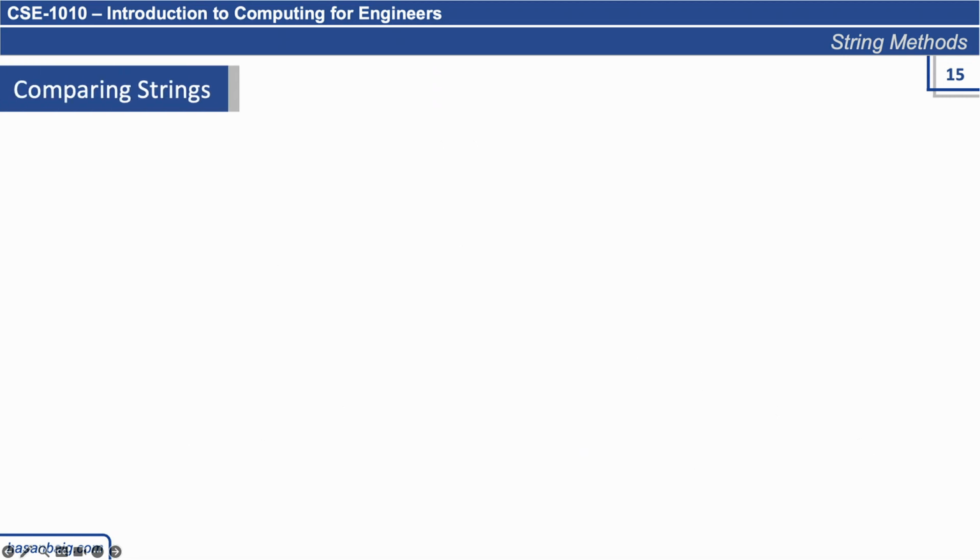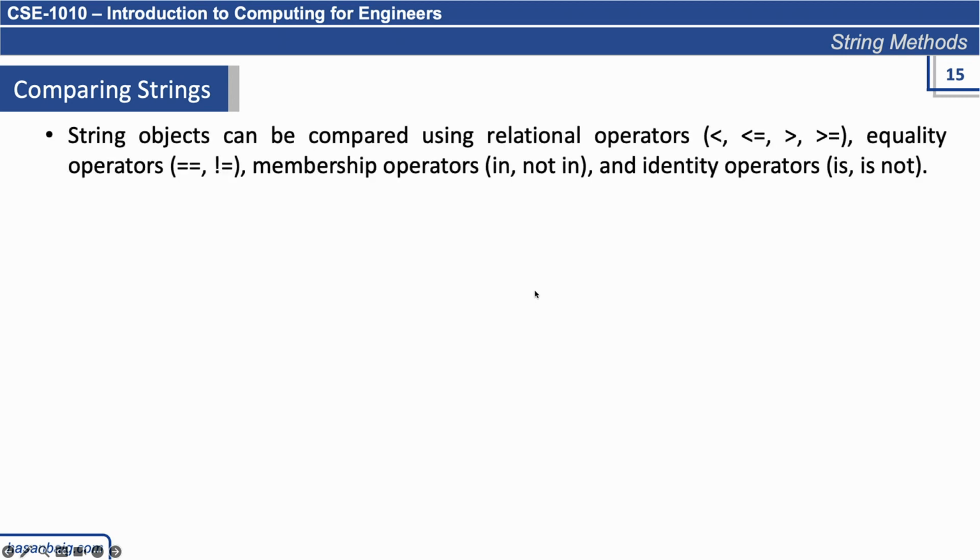Comparing strings. This is the second last slide. String objects can be compared using relational operators, equality, inequality, and the membership operators in and not in. Again, if I say I live in Stamford and I'm looking for Texas in the string, it would return false if I'm using the in operator.